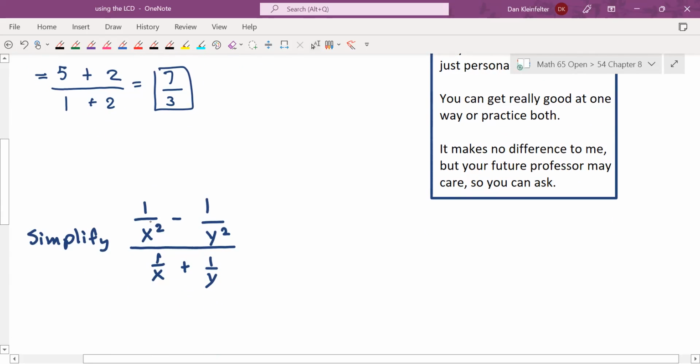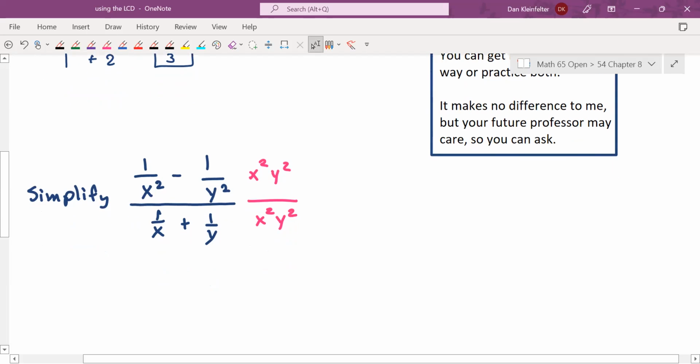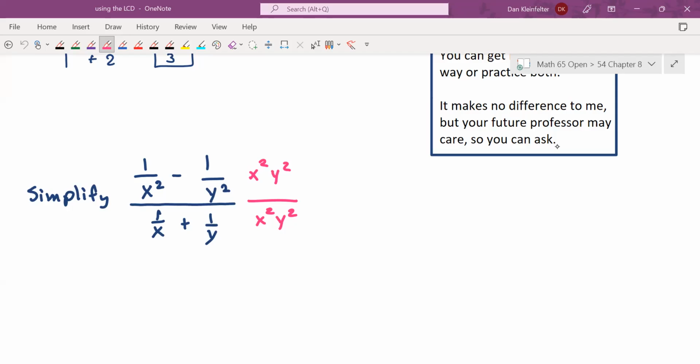let's try this again. So here we have 1/x² minus 1/y². And down below 1 over x plus 1 over y. The LCD of the denominators you see here is going to be x squared y squared. So we're going to multiply the numerator and denominator by x squared y squared. So then next we're going to need to distribute that pink part into each term within the numerator and denominator.